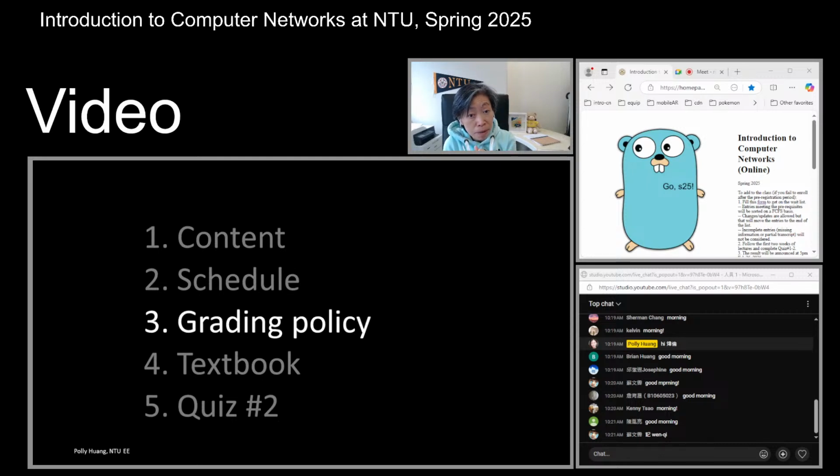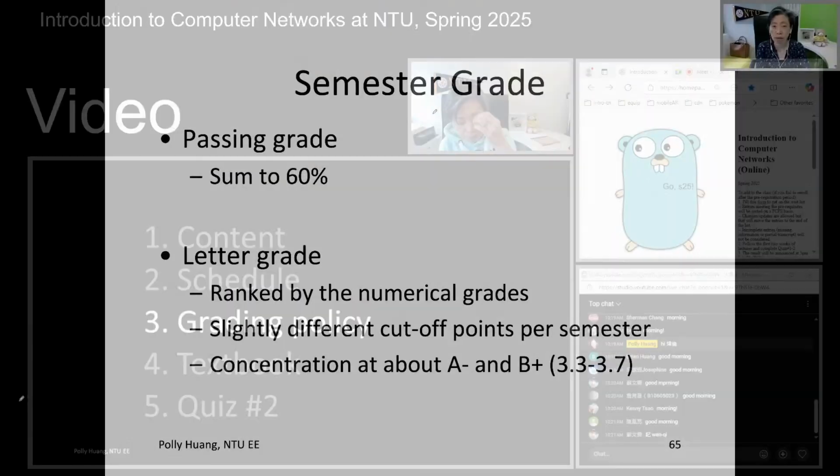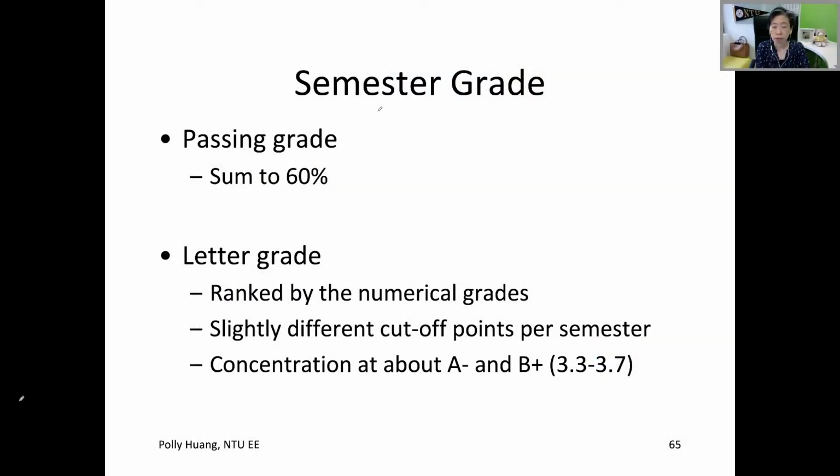But what about the semester grade? How is the semester grade assigned? And this is the video explaining how Polly actually calculates, aggregates all 3 parts of the grades and comes up with the semester grade. So we are assuming that a sum of 60 is the passing score for the semester. But in the end, you'll be assigned a letter grade, and this letter grade is derived from doing this.